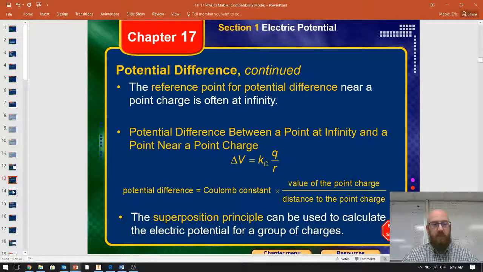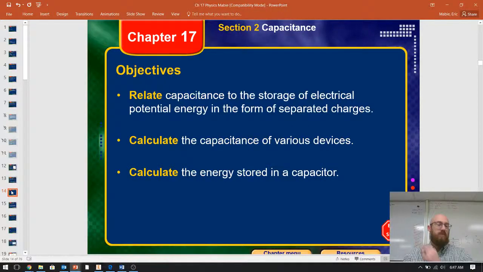Superposition principle we'll talk about in a little bit. But that wraps up the two equations that you need to understand for voltage. It's really quick and dirty. We should have a few questions.